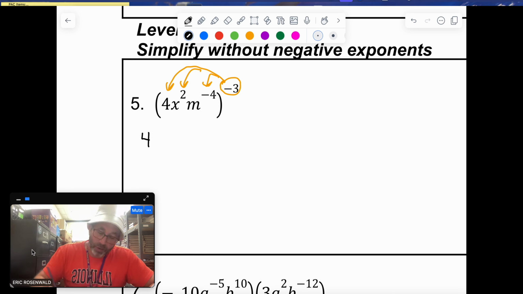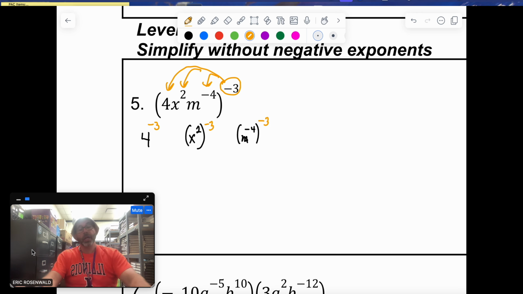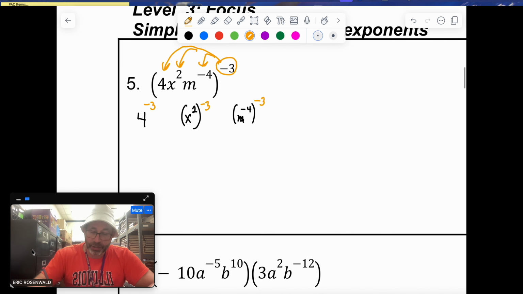We're going to have 4, and that's going to be raised to the negative 3. We're going to have x to the second, and that's going to be raised to the negative 3. And then we're going to have m to the negative 4 raised to the negative 3. Okay? From here, we're going to do the distribution that's necessary. I'm not going to move anything yet. We don't want to move anything yet. We always want to get things taken care of first by distributing.